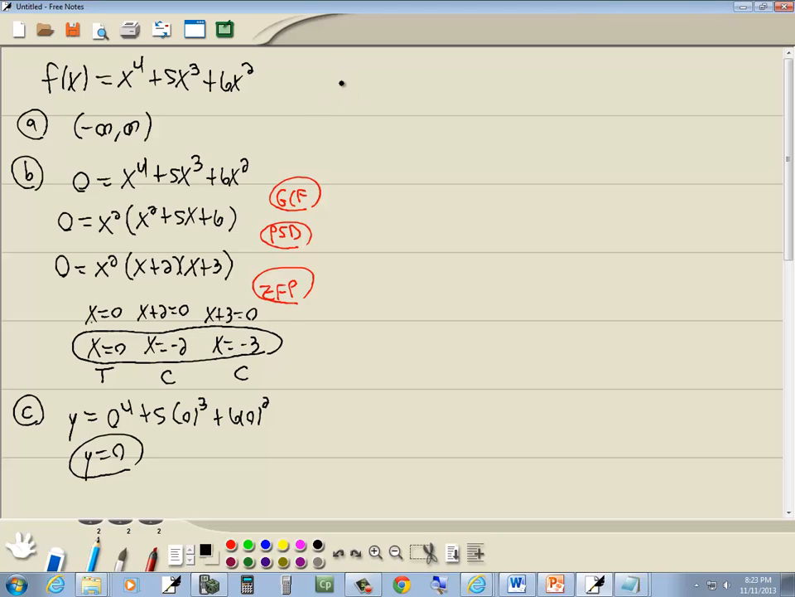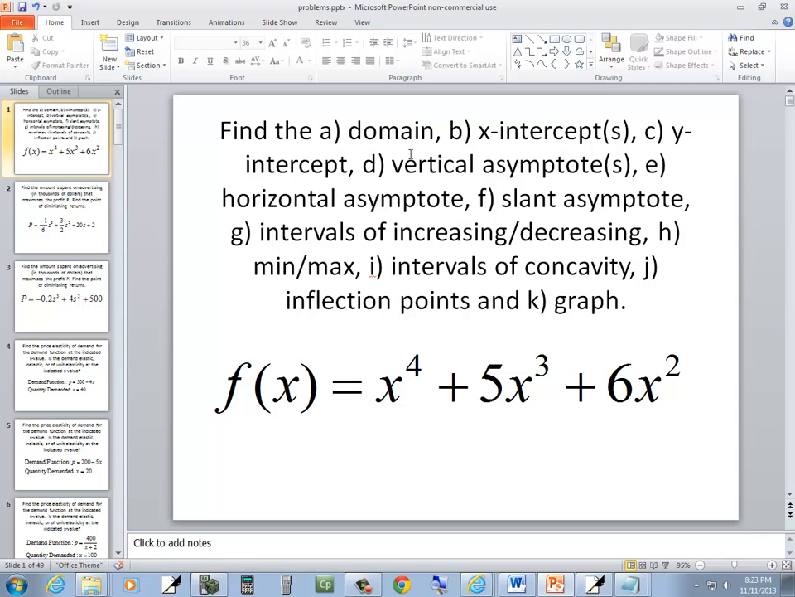Okay. D. Vertical asymptote. E. Horizontal asymptote. F. Slant asymptote. None in all of these. You have to have a rational function to have those. G is increasing.